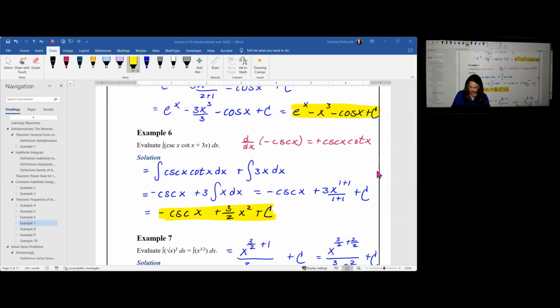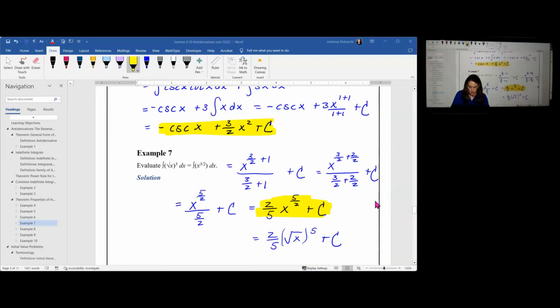Let's now look at example 7, where we have to apply the power rule to a rational exponent. We can rewrite the square root of x cubed as x to the 3/2 power. It is the only term inside of our integrand, so we can apply the power rule immediately. We add 1 to the power 3/2 and divide by that new power. We need a common denominator, so write the 1 as 2/2. 3/2 plus 2/2 is 5/2.